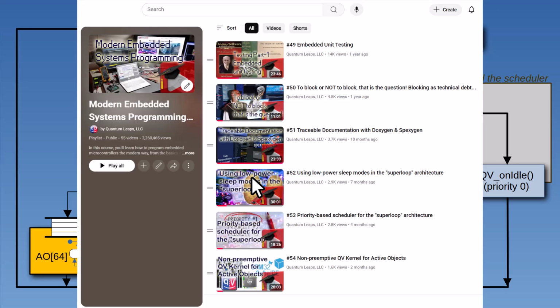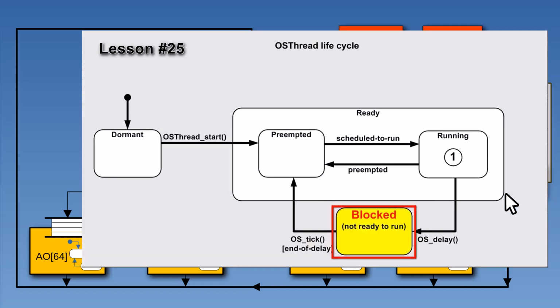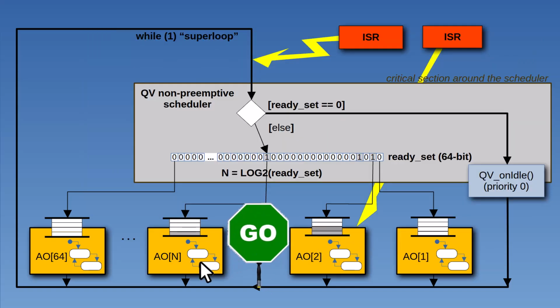Second, you don't need a preemptive kernel for low-power designs. As demonstrated in lessons 52 through 54, the non-preemptive QV kernel supports a centralized and safe use of low-power sleep modes on your MCU. Third, you don't need a preemptive kernel to implement efficient blocking, which is so fundamental in the traditional RTOS, because event-driven active objects generally don't block for events. Any waiting for events occurs outside the active objects and may involve a sleep mode of the CPU.